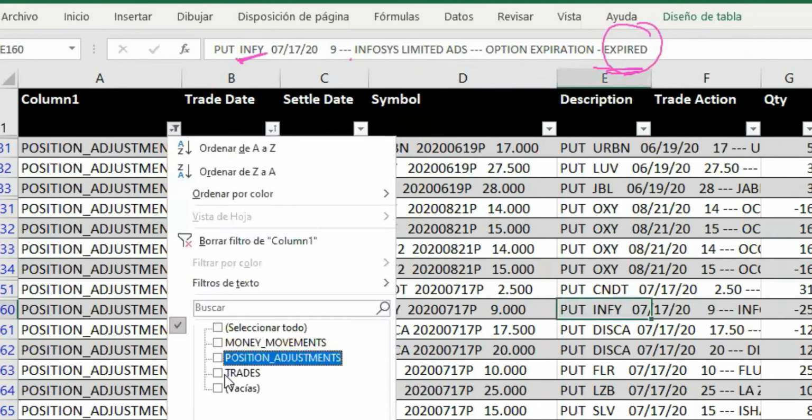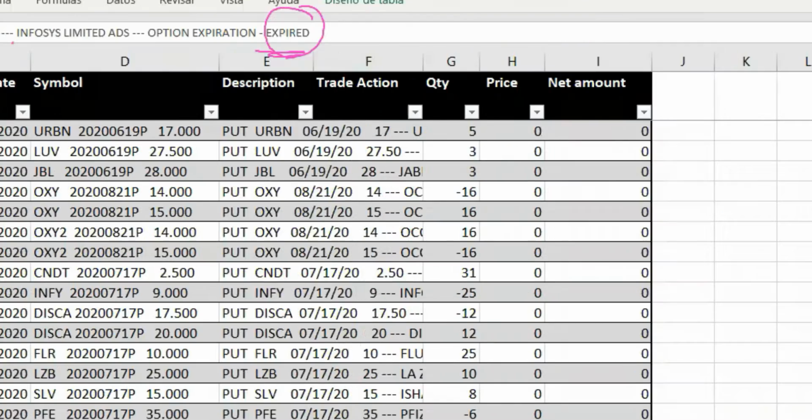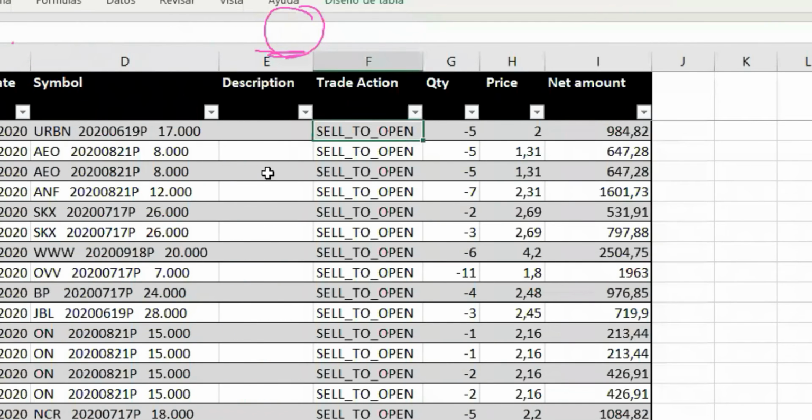The next piece of information included in this table is the trades. The trades refer both to options and to shares. When it's options, the trade action could be sell to open, buy to close, buy to open, or sell to close. Those are the 4 different trade types of actions on options.